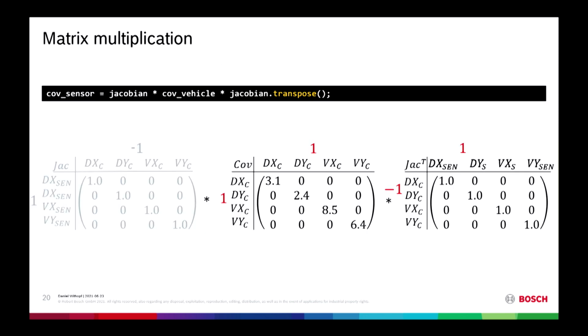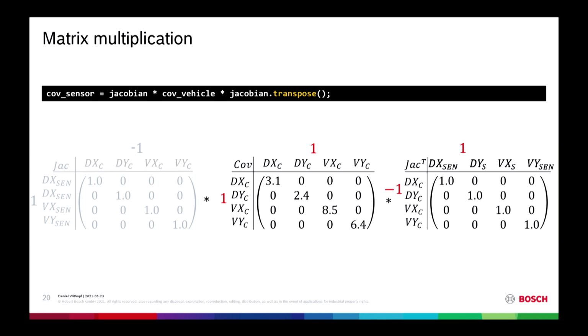Now I want to move on to a little bit more complex operation inside the library. So here in this example, we're trying to multiply three matrices together. So we have the covariance in vehicle frame in the middle, and we're multiplying it with a Jacobian from the left-hand side and a Jacobian transposed on the right-hand side to get to a covariance in sensor frame. Now on the bottom, we also have the visualization of that. In the middle, we have the covariance with the row indices. Here we have the Jacobian transposed, and on the left-hand side, we have the Jacobian.